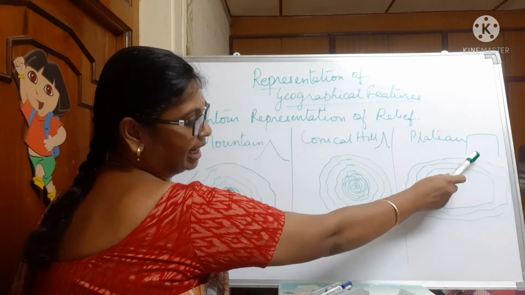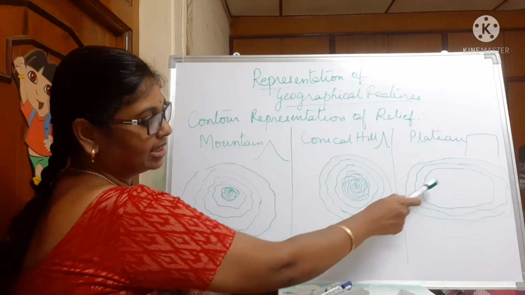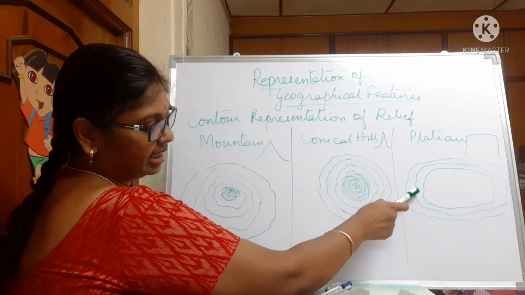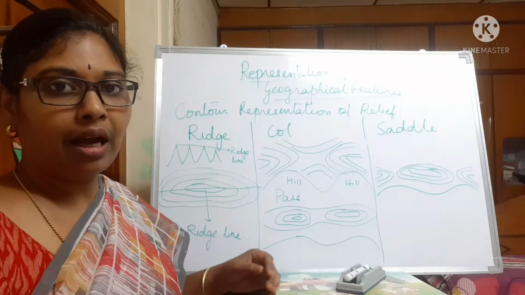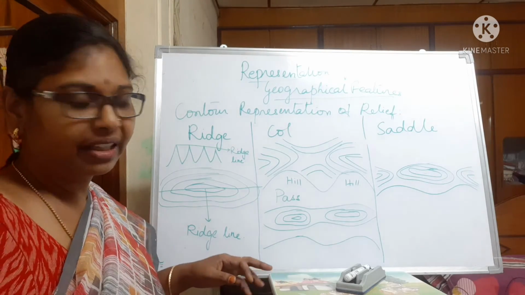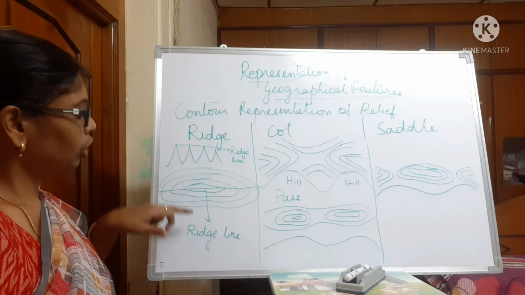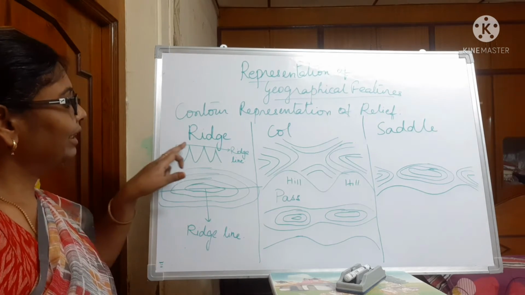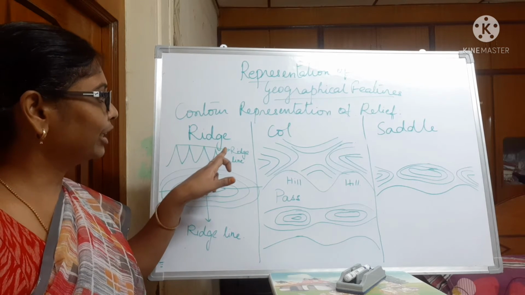Plateau, the tableland, is like this. So contours will be very steep on one side and gentle on the other side. After plateau we are going to see a ridge. Ridge means an elongated hill. So this is a ridge line. Ridge line means the line which is joining the highest points on the ridge.